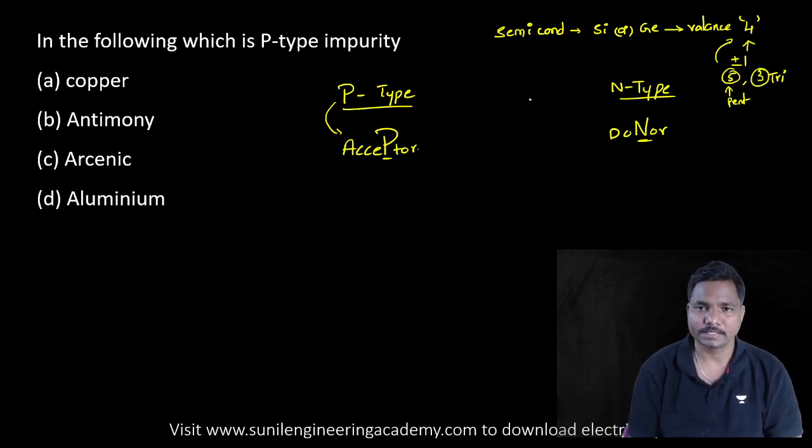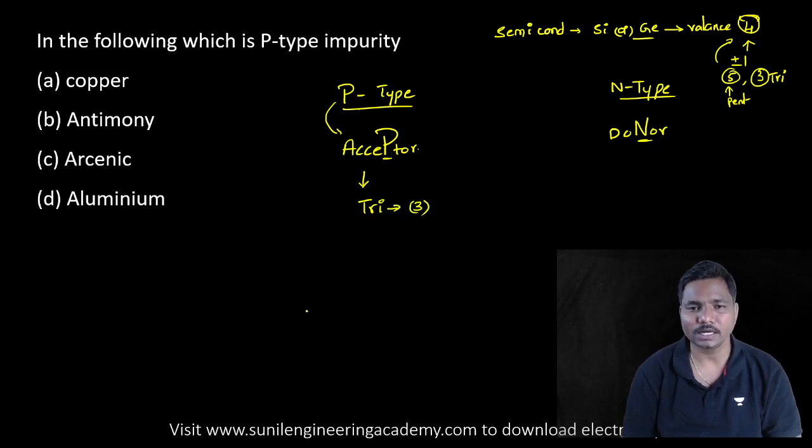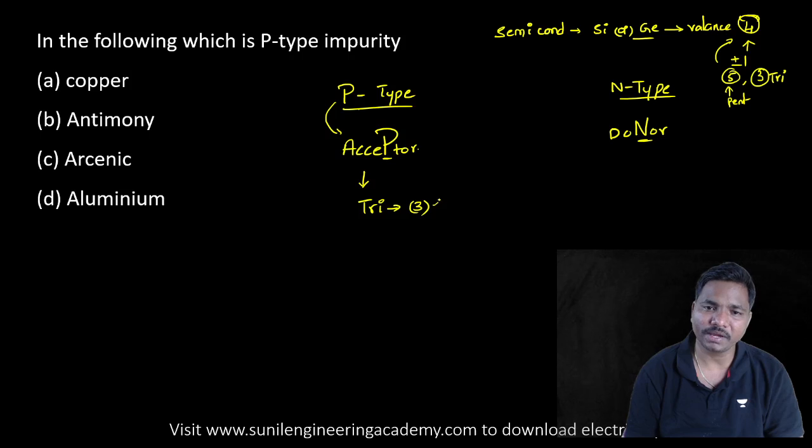For example, silicon or germanium have 4 valence electrons. If an impurity has 3 valence electrons, then only it accepts. So P-type impurities are trivalent, and that's why they are always ready to accept.